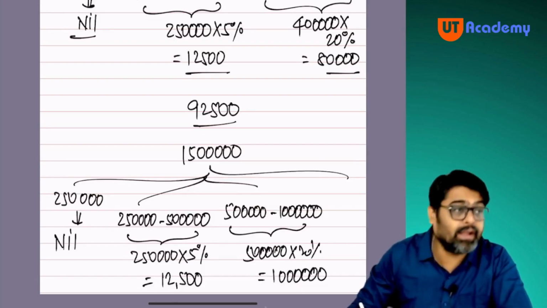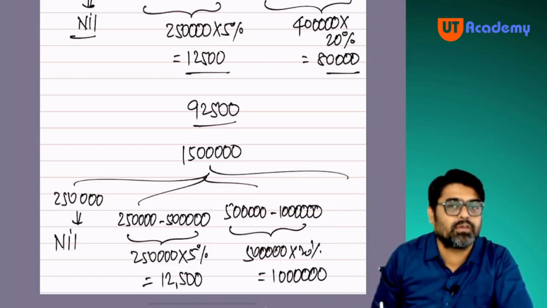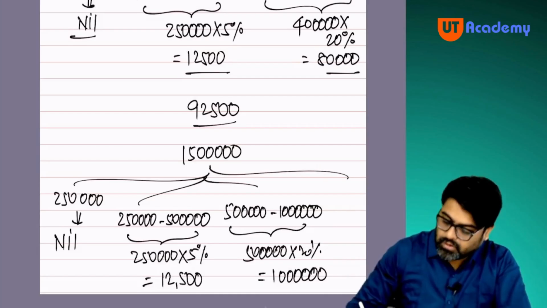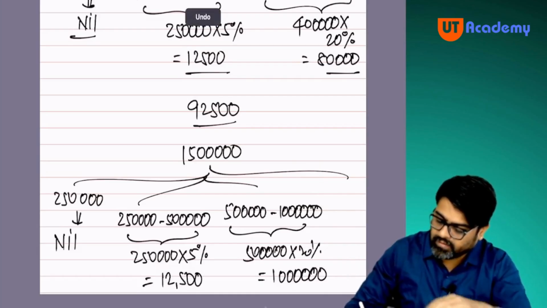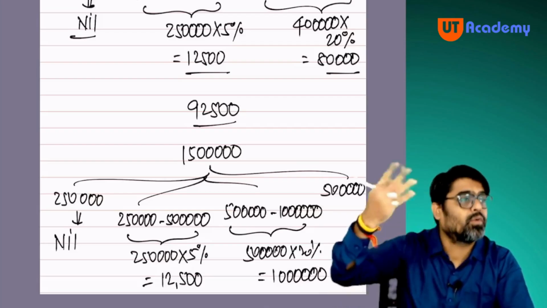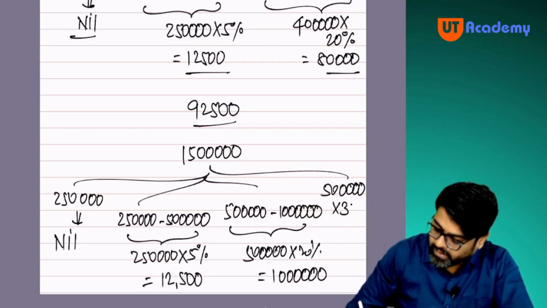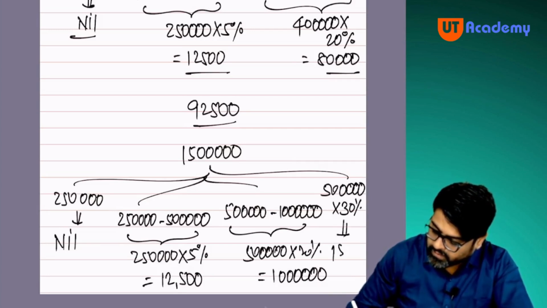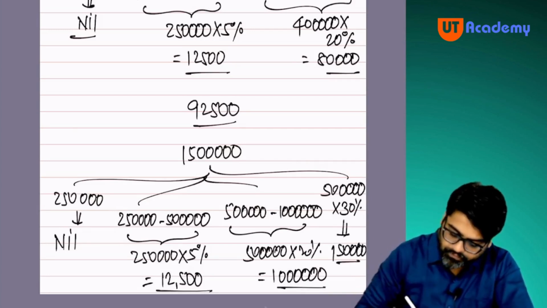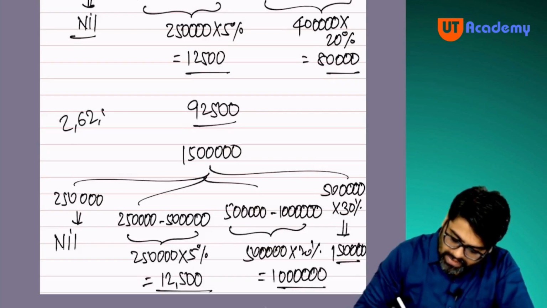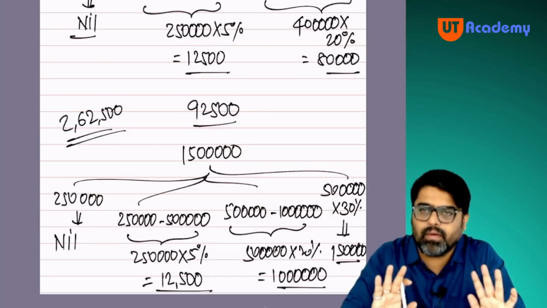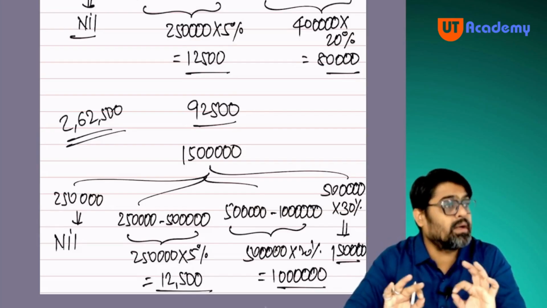And any total income over and above 10 lakhs. So total income over and above 10 lakh is how much? Above 10 lakh it is 5 lakhs. On that I will pay 30%, and that is 1,50,000. So 1,50,000 plus 1 lakh plus 12,500 is 2,62,500. Easy to calculate or not, everyone? But you have to remember the slab rates.